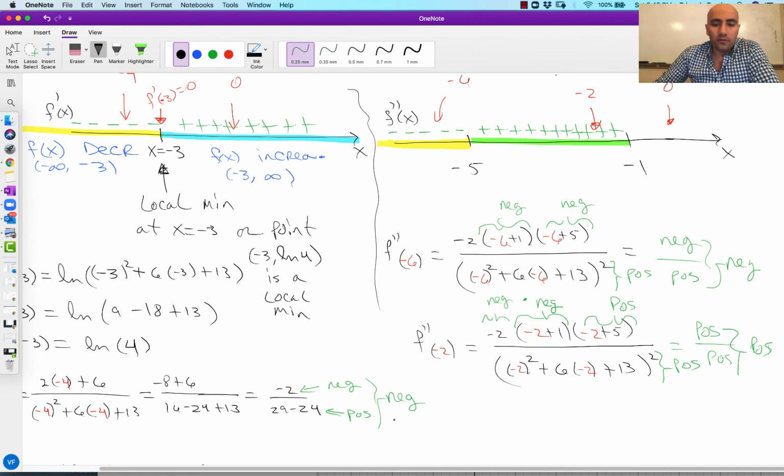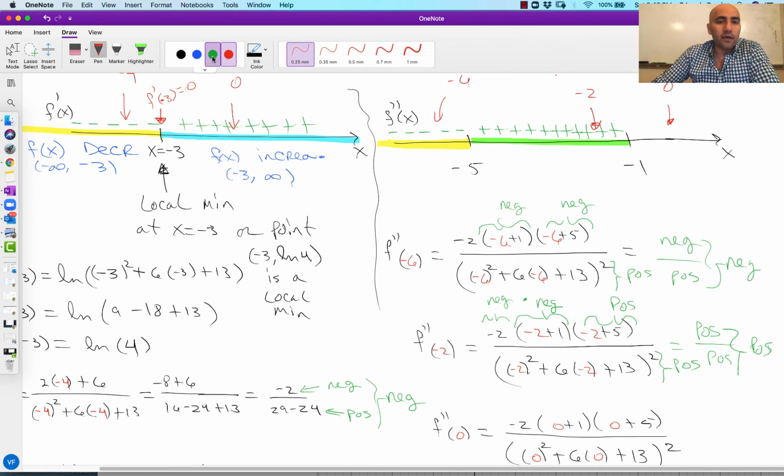So let's do this last one. The second derivative is going to be negative 2 times blank plus 1 times blank plus 5 all over blank squared plus 6 times blank plus 13. And the whole thing gets squared. So we evaluate this at 0, 0, 0, 0, and 0. And in this case, we'll end up with a negative number there, negative 2. 0 plus 1, well, that's just 1, really, positive. And 0 plus 5, well, that's positive 5. The denominator we've established is always positive because we're squaring things.